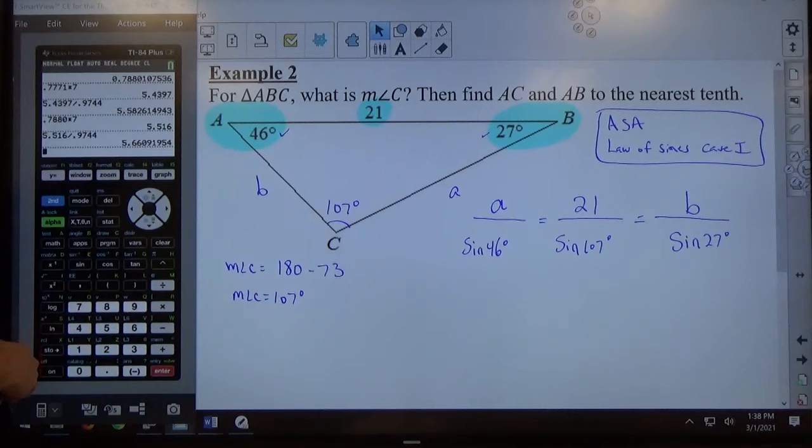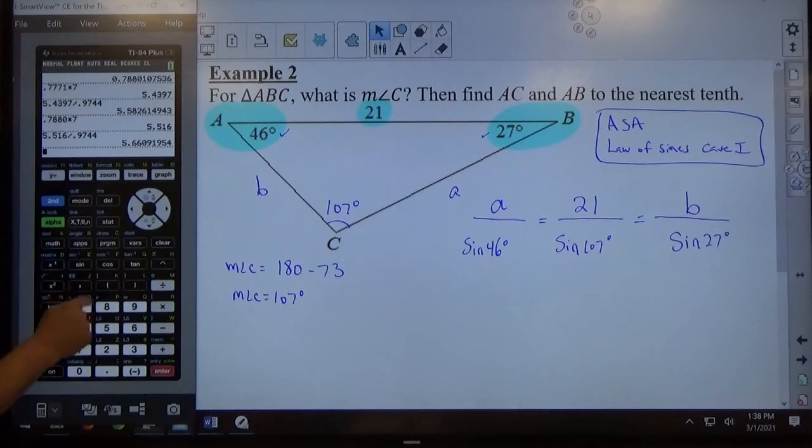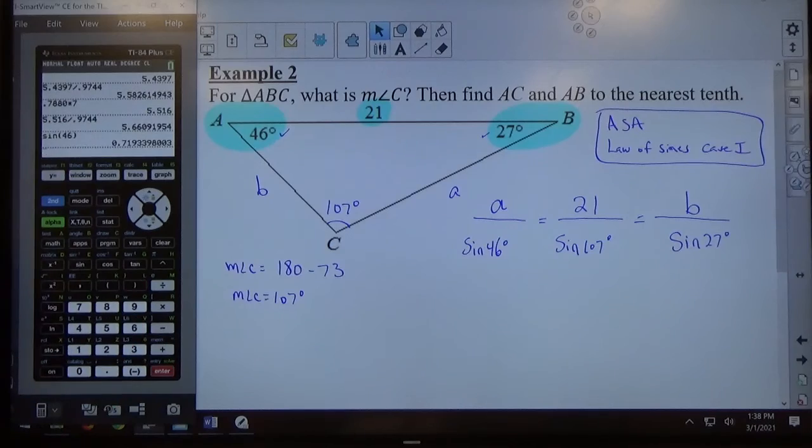Again, I have no idea what sine of 46, sine of 107, or sine of 27 is. There's no reason I should, because my calculator knows all that and tells me. It doesn't hide secrets. If I say, hey calculator, what's the sine of 46? It doesn't say, I don't feel like telling you today. If it was like that, I'd probably want to know what it is. But when I say sine 46, it says 0.7193.